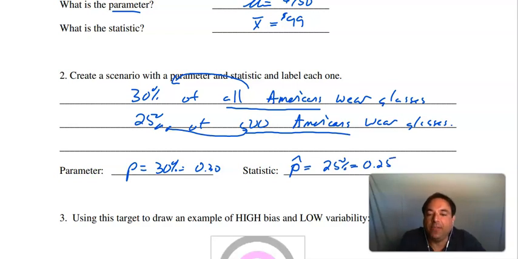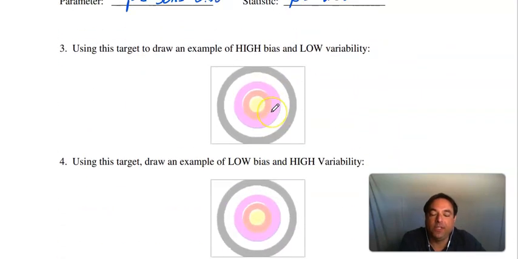Okay. Now, the next topic is talking about bias and variability. Remember, bias talks about how close your samples are to the population mean. Variability, how close your samples are to each other. So if we call the bullseye the population mean, high bias would mean the samples are far away from the bullseye. But low variability would mean that the samples are close to each other. So we'd have samples that are far from the bullseye but close to each other.